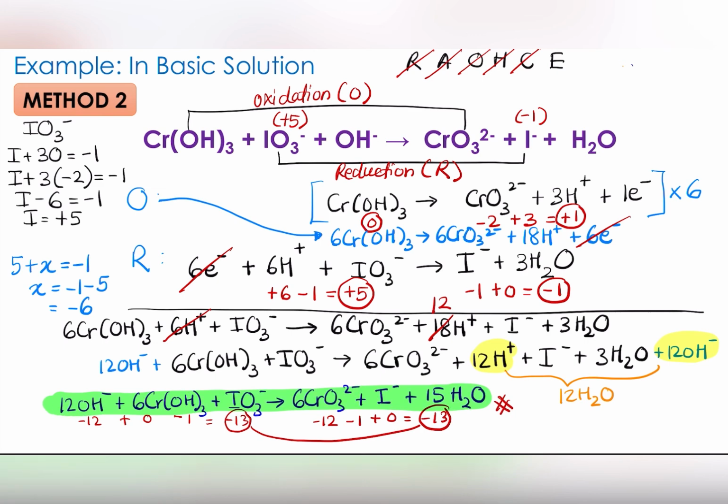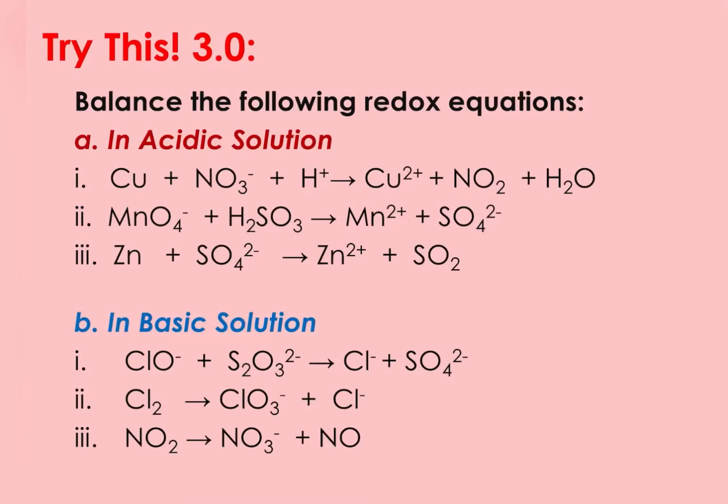So you have to be careful, sila balance satu persatu dan jangan terlalu gopoh. So I hope you've learned something from this video and try to do more exercise in your tutorial. And you can also try this 3.0 where I want you to balance based on acidic solution and basic solution. Ini kena buat practice banyak-banyak so that you can improve yourself.